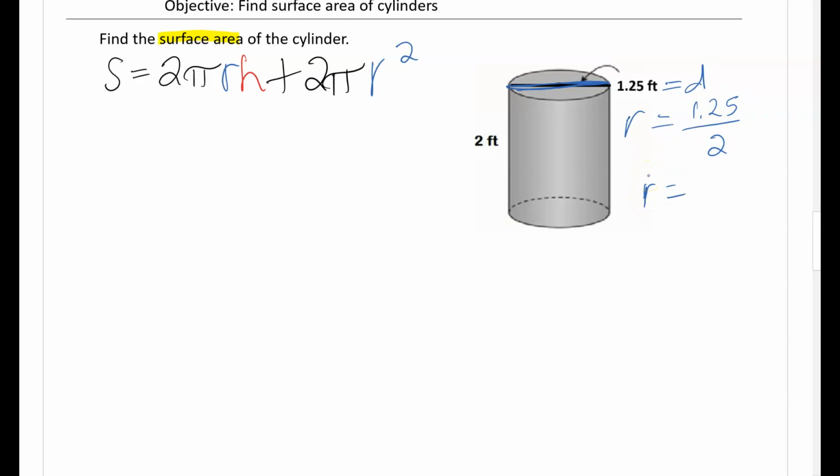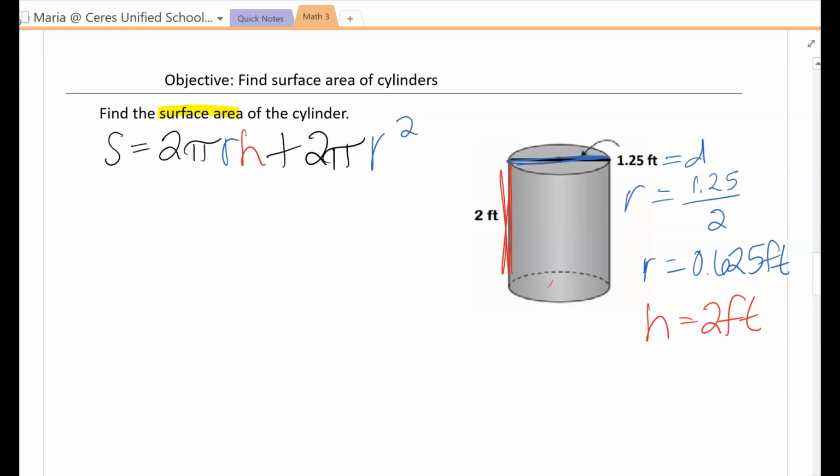And I didn't do my calculations ahead of time, so this ends up being 0.625, and then my units is in feet. Okay? And then my height is already there for me. That's the distance between the two circles. So this here is the distance between the two circles. That is my height. So my height is 2 feet. Okay? And then now pretty much all you have to do is go plug in what you have.